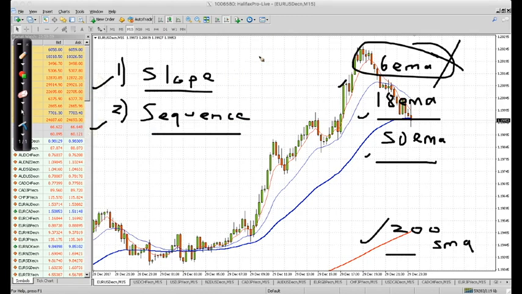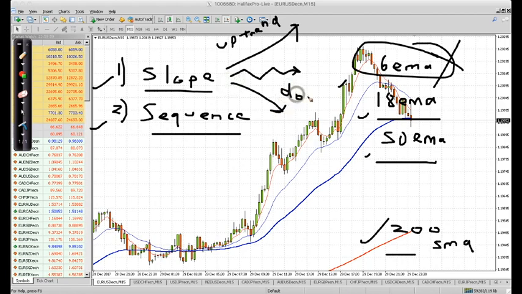Now, generally, when moving averages are sloping up, that is an uptrend. When moving averages are kind of like going sideways, then obviously we're in a consolidation or in a range. When moving averages are clearly sloping down, we are in a downtrend. So always look at the slope of the moving averages. Extremely important.